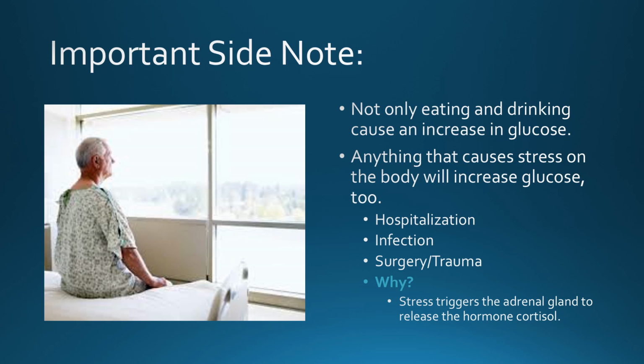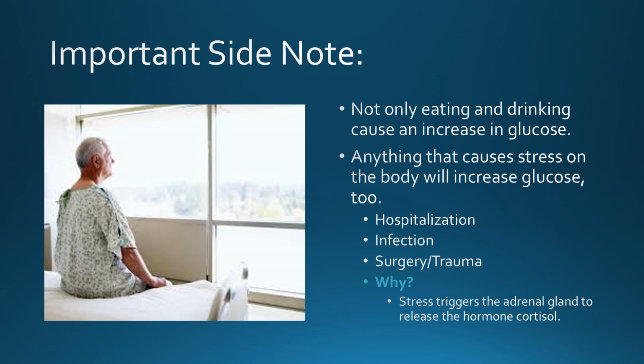Stress on the body can be things like pain, just being hospitalized, infection, surgery, or trauma to the body. Anytime the body undergoes stress, it triggers the adrenal gland, which is part of the endocrine system, to release the hormone cortisol, which will also increase glucose levels.